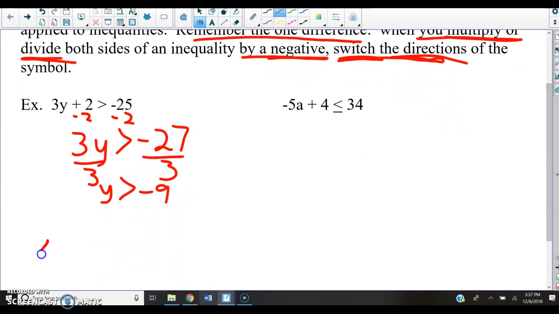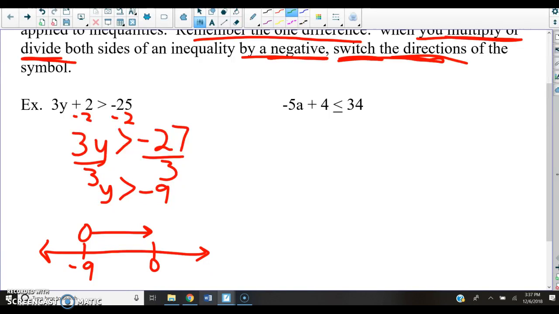And then don't forget to graph. Most of the time you're going to be asked to graph your solution on a number line. So greater than 9, open circle because it's not including, and greater than goes to the right.